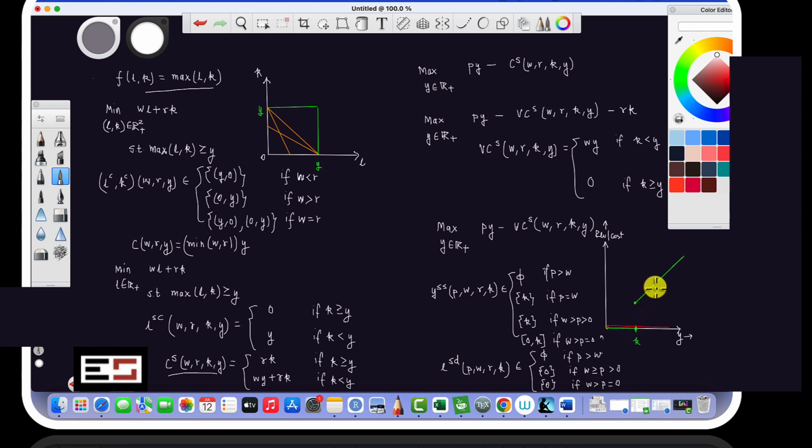And if you want to produce above k units of output, that's a case that will happen only when p is greater than w. In that case, there is no finite solution to this problem, so therefore there is no finite labor choice which solves the profit maximization problem. So this is your short-run labor demand function, and this is your short-run supply function.